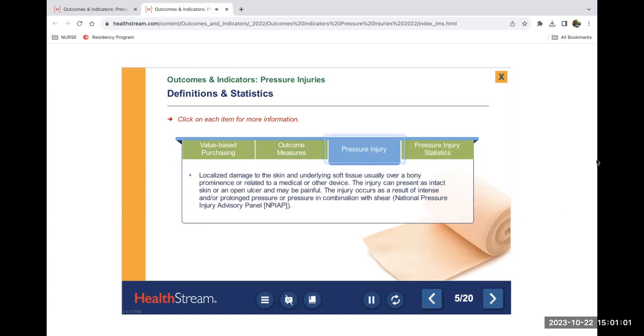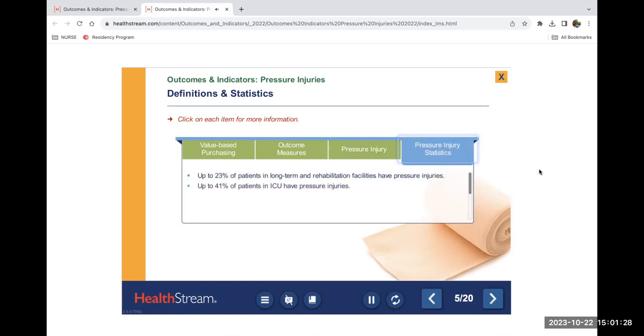A pressure injury is localized damage to the skin and underlying soft tissue, usually over a bony prominence or related to a medical or other device. The injury can present as intact skin or as an open ulcer and may be painful. The injury occurs as a result of intense and/or prolonged pressure, or pressure in combination with shear.